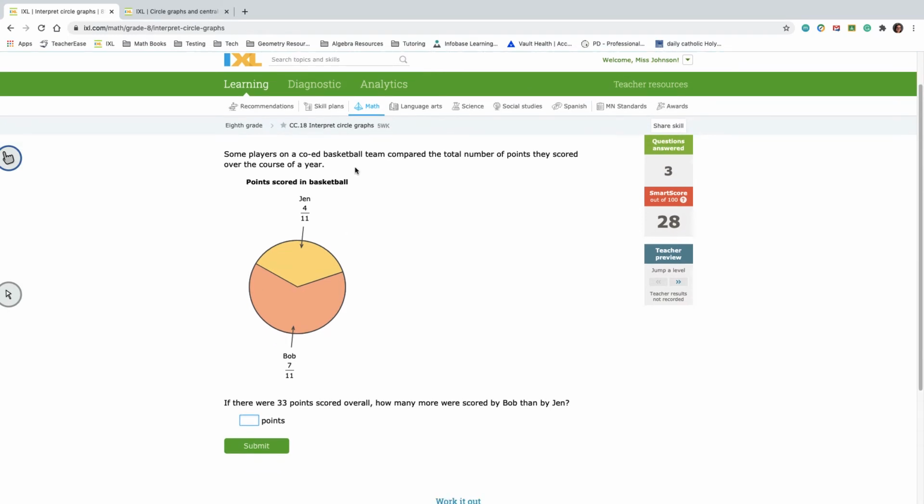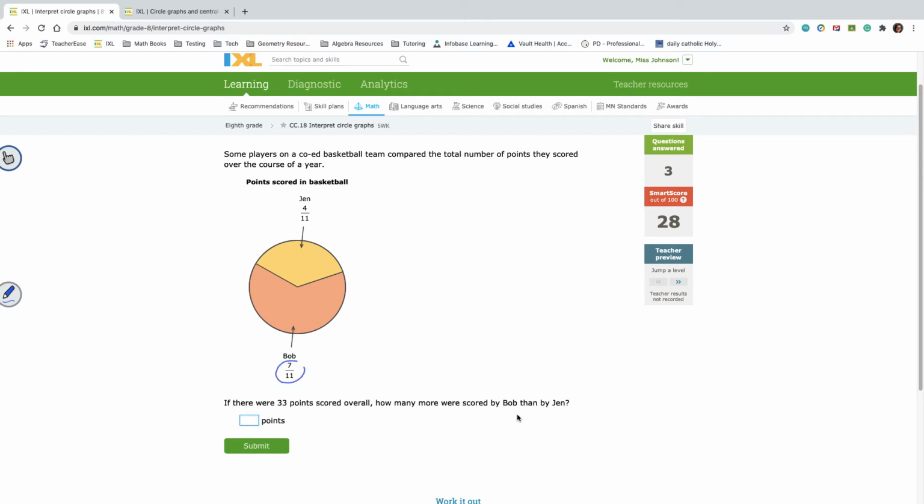Some players on a co-ed basketball team compared the total number of points they scored over the course of a year. Jen scored 4/11 of the points, and Bob scored 7/11 of the points. If there were 33 points scored overall, how many more were scored by Bob than Jen? Before I can figure out how many more Bob scored, I have to figure out how many Bob scored and how many Jen scored.